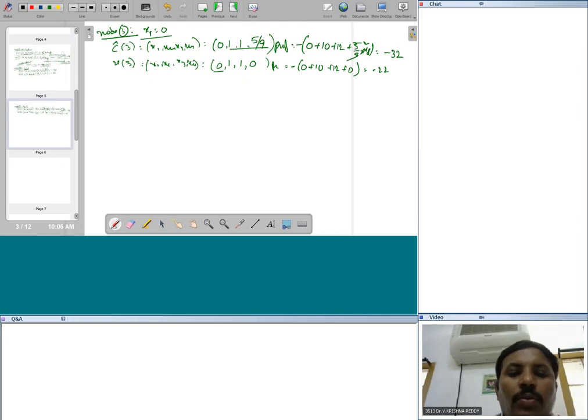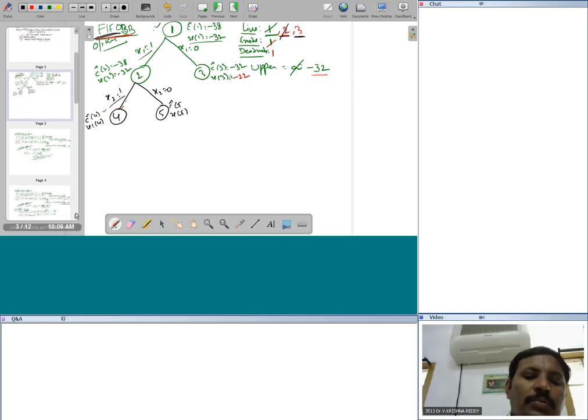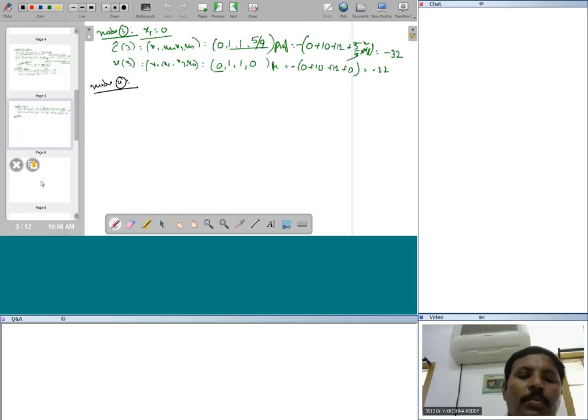At node 4, the calculation is very simple, but all of you please observe. At node 4, what is the status? What is the path? The path is from node 1 to node 4. What are the decisions we made? x1 is equal to 1 and x2 is equal to 1. That's what you have to focus on and remember. Both decisions we made as 1.